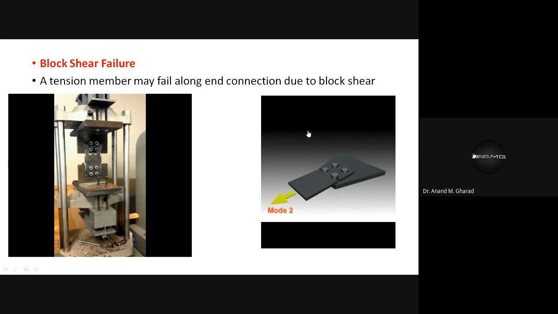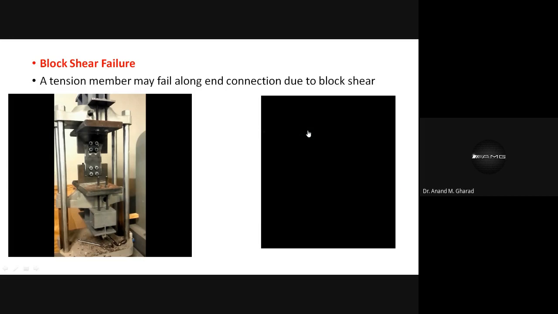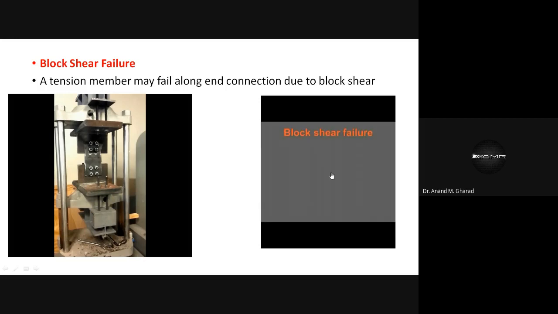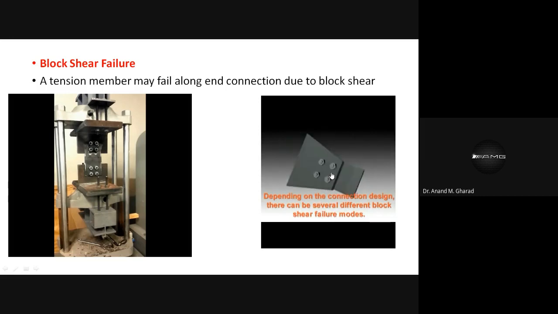Then the third mode. Okay, this is also possible. This type of failure again is possible, right? And the mode 4. Okay, so have you understood? For block shear failure, there are again different modes of failures. Four basic modes, as you can see over here. This is mode 1 failure. Depending on the connection design, there are several modes of failures.